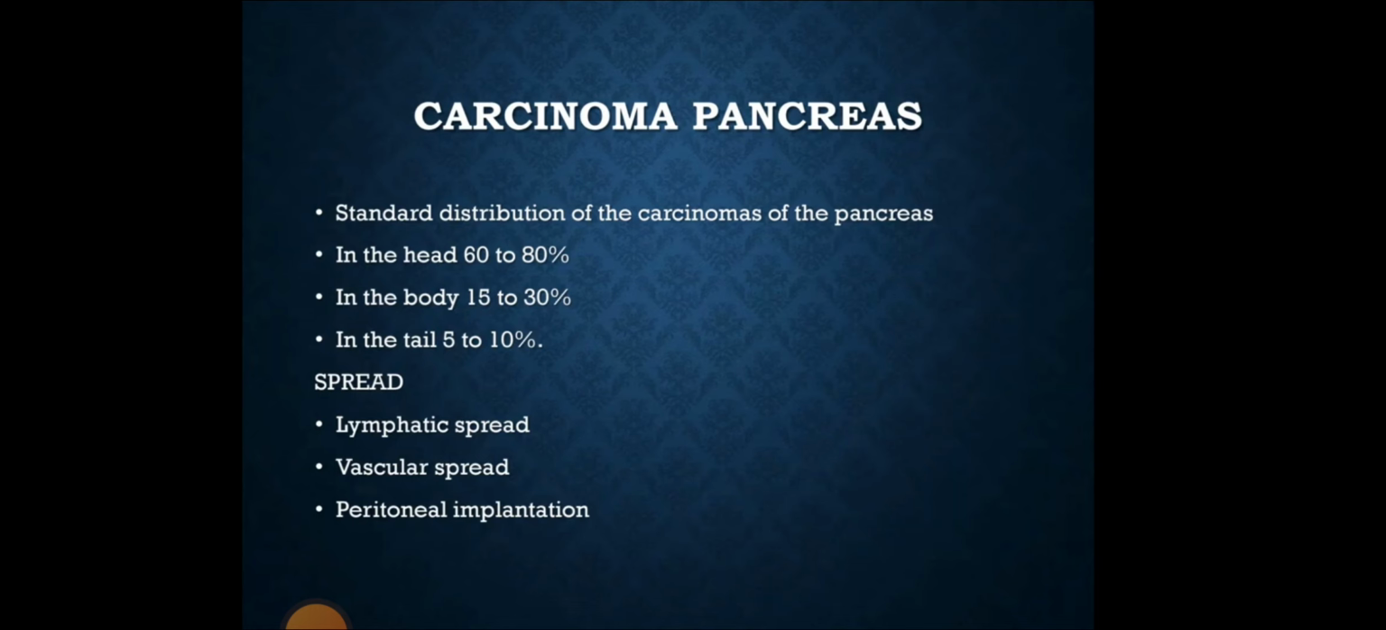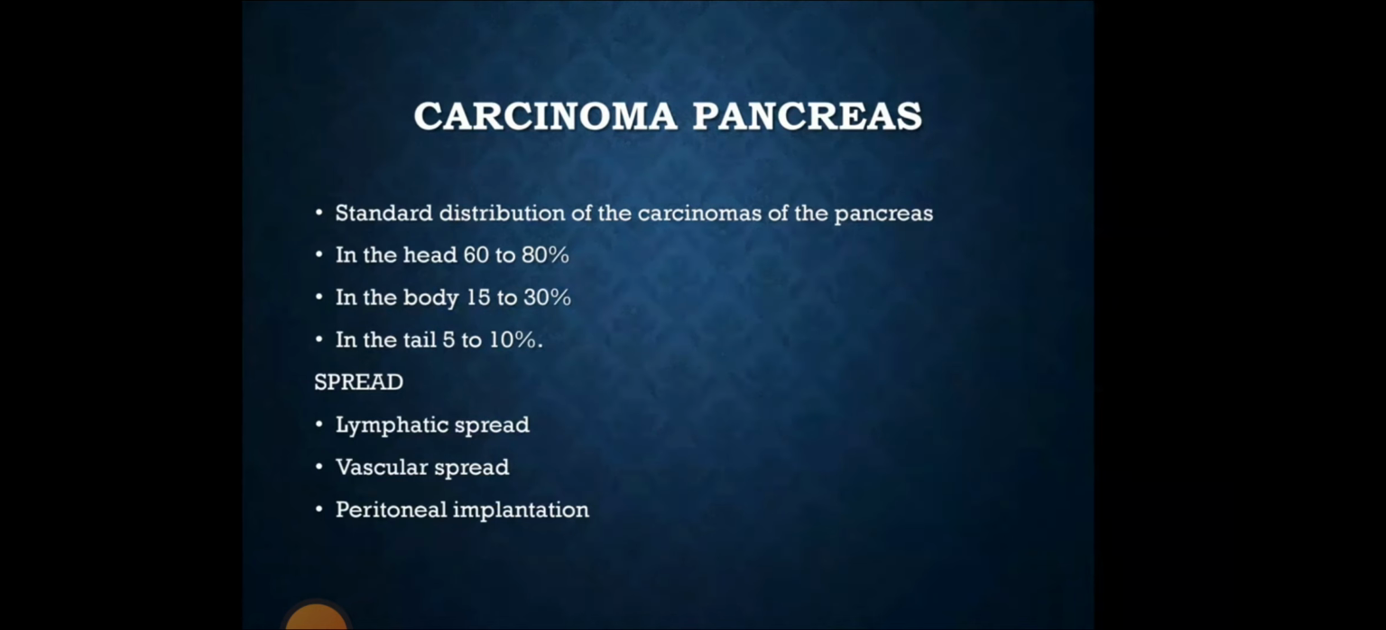But in carcinoma of the body and tail, they will extend more widely, and they will impinge upon the adjacent vertebral column. They will extend through the retroperitoneal space upwards and downwards, and sometimes invade the spleen or adrenal also. Then they will extend into the transverse colon and stomach. There can be lymph node metastasis, and liver metastasis will be there. So the extension is more when compared to carcinoma of the head.